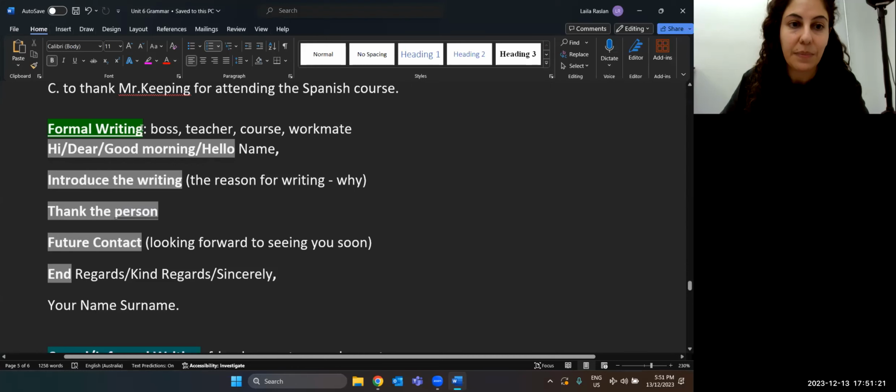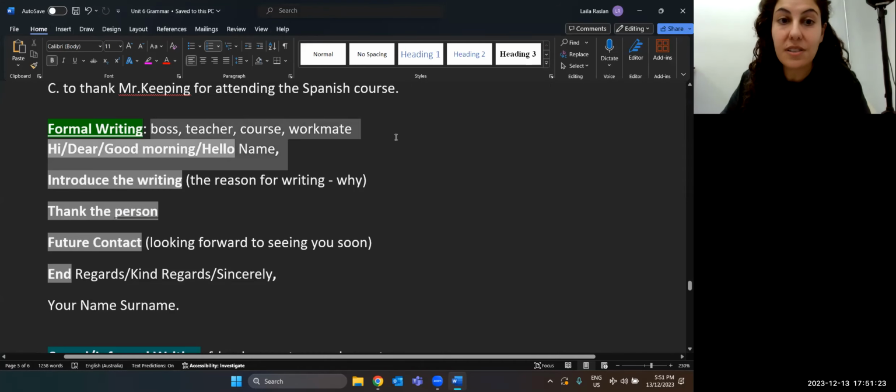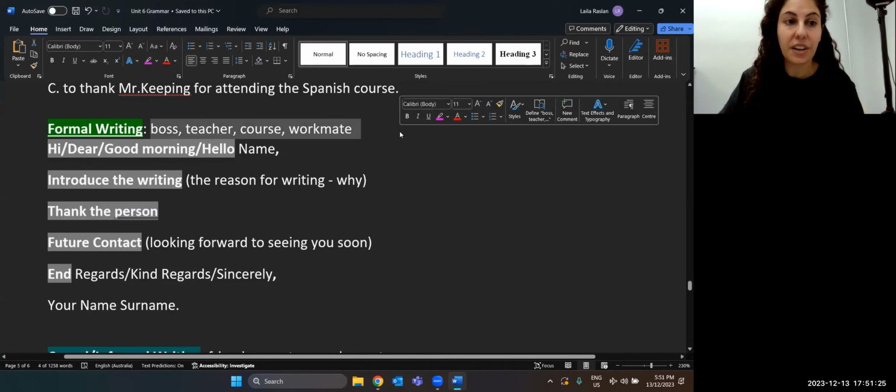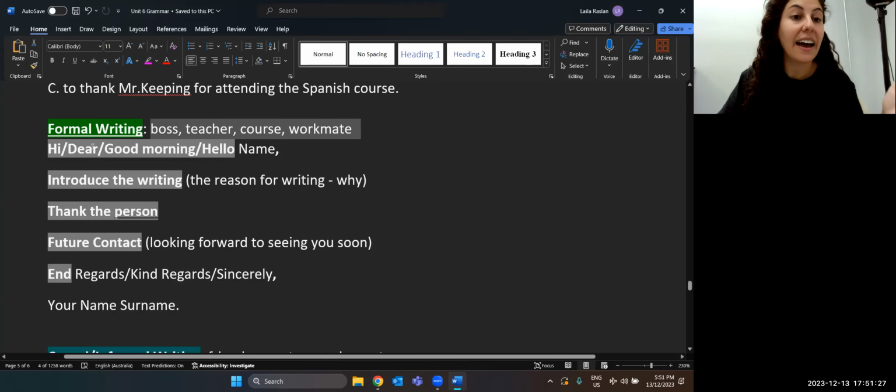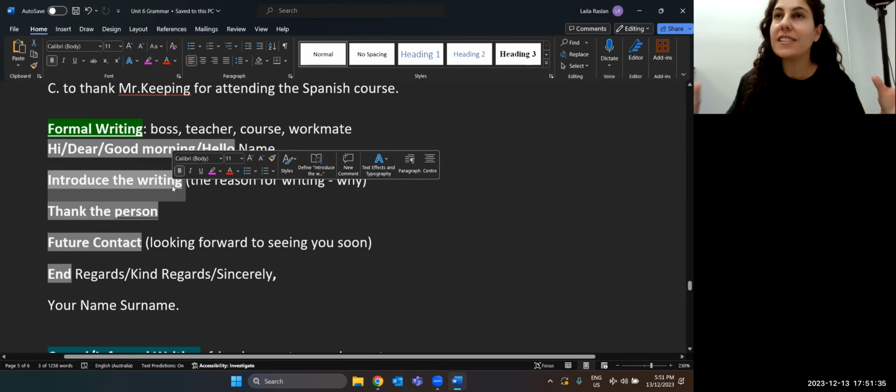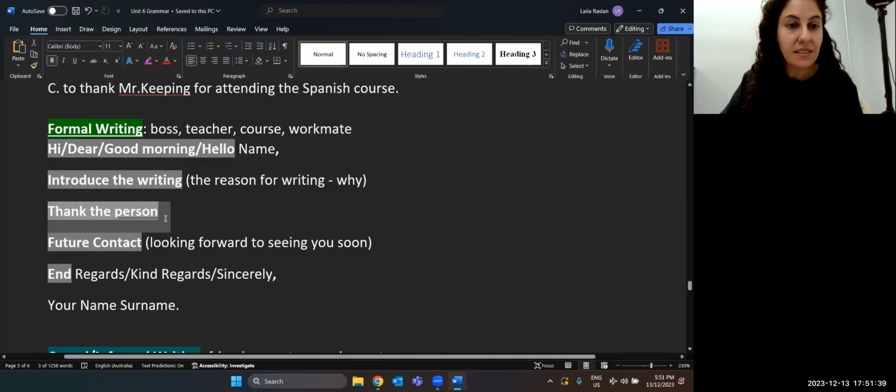Formal writing. It could be maybe for your boss, your teacher, your course, or your workmate. You can say hi, dear, good morning, hello, and then the name with the comma. And then you need to introduce the writing. You need to say why you're writing in the middle. And then you thank the person for whatever. And then the future contact. Look forward to seeing you soon.